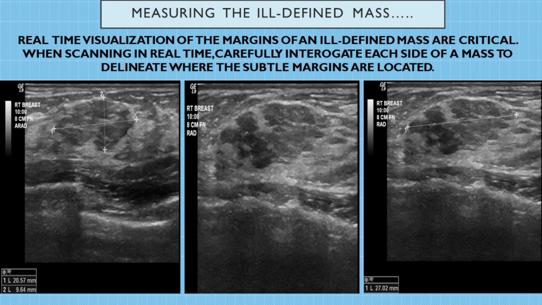And as you're turning on this mass, this will help you start to see or define the borders of the really ill-defined mass. It's really critical to be able to see the borders and figure out where they are so that you can get an accurate representation of the size of the mass.